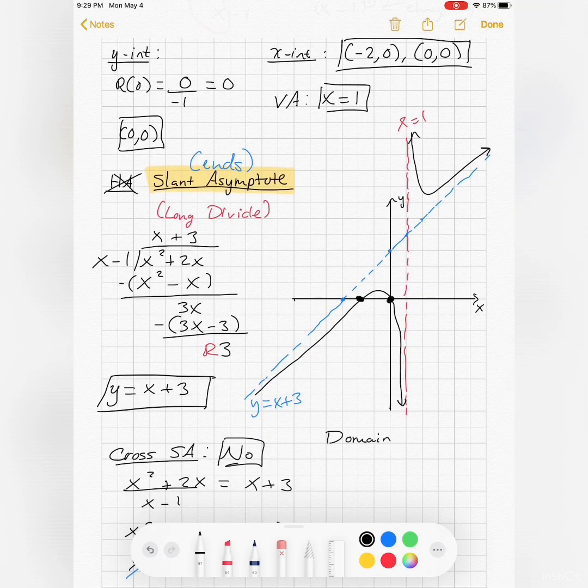The domain is everything but 1. For this one, I actually couldn't give you the range. That's kind of interesting. I could say minus infinity to something, union something to something, right? But without calculus, I can't tell you how high and how low the peak and the valley are there. Okay, so actually I couldn't ask you the range for this one.